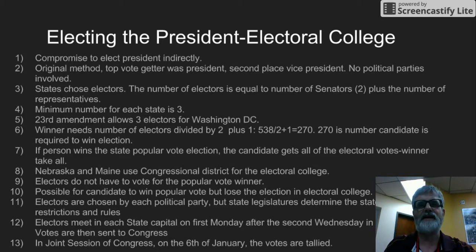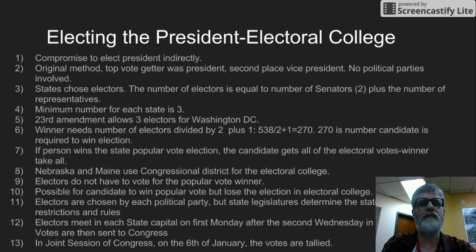So this lasted for a couple of elections, and then eventually they decided that there were political parties and they had to amend the Constitution. The states choose the electors. The number of electors is equal to the number of senators, which every state has two, plus the number of representatives. So the smallest number of representatives could be one, because each state might only have a small amount of population, all the way up to large numbers.